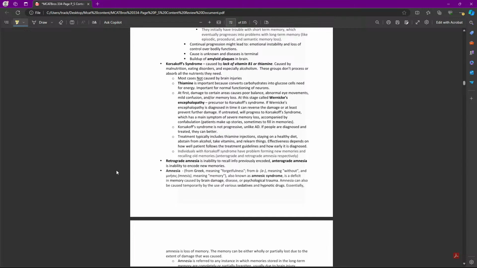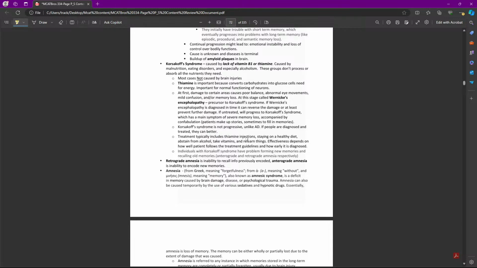Korsakoff syndrome is not progressive, and unlike Alzheimer's disease, if people are diagnosed, they can be treated and can get better. Treatment typically includes thiamine injections, a healthy diet, abstaining from alcohol, vitamins, and relearning things. Effectiveness depends on the patient following the treatment guidelines. These individuals tend to have retrograde or anterograde amnesia.